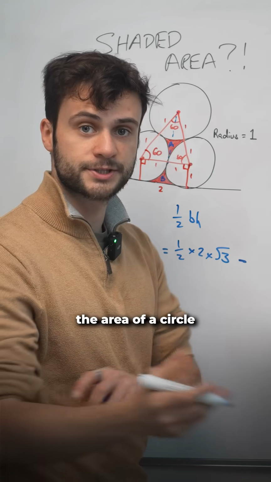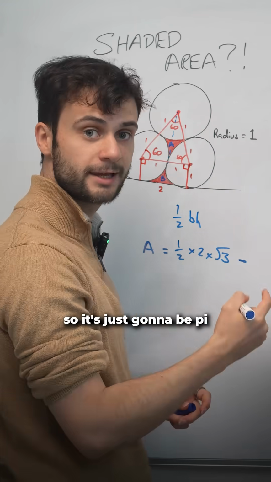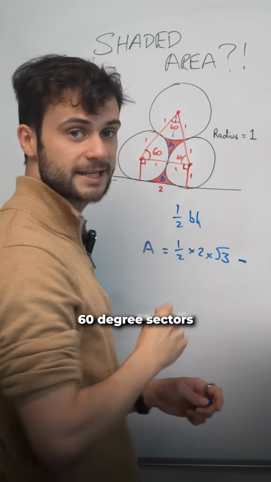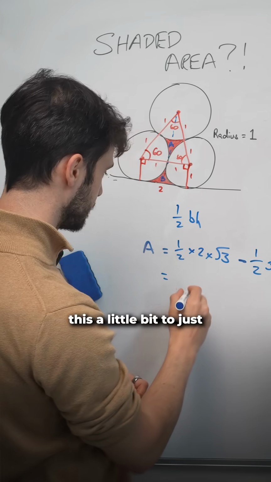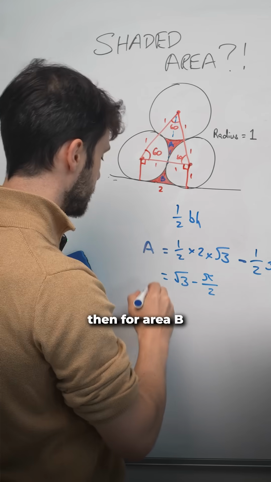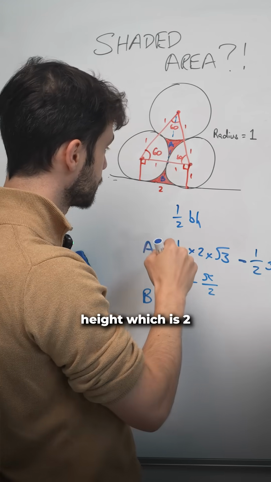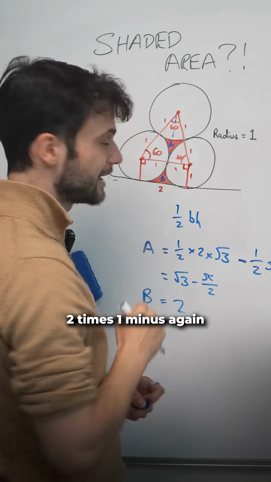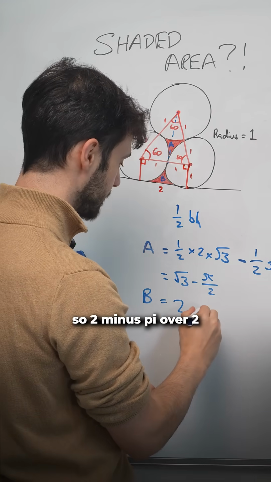So of course the area of a circle is pi r squared, but here our radius is 1, so it's just going to be pi. But because the 3 60-degree sectors make up a half circle, it's going to be a half pi. And we could simplify this a little bit to just root 3 minus pi over 2. And then for area B, we've got a rectangle which has base times height, which is 2 times 1, minus, again, a half circle, which we just figured out was a half pi, so 2 minus pi over 2.